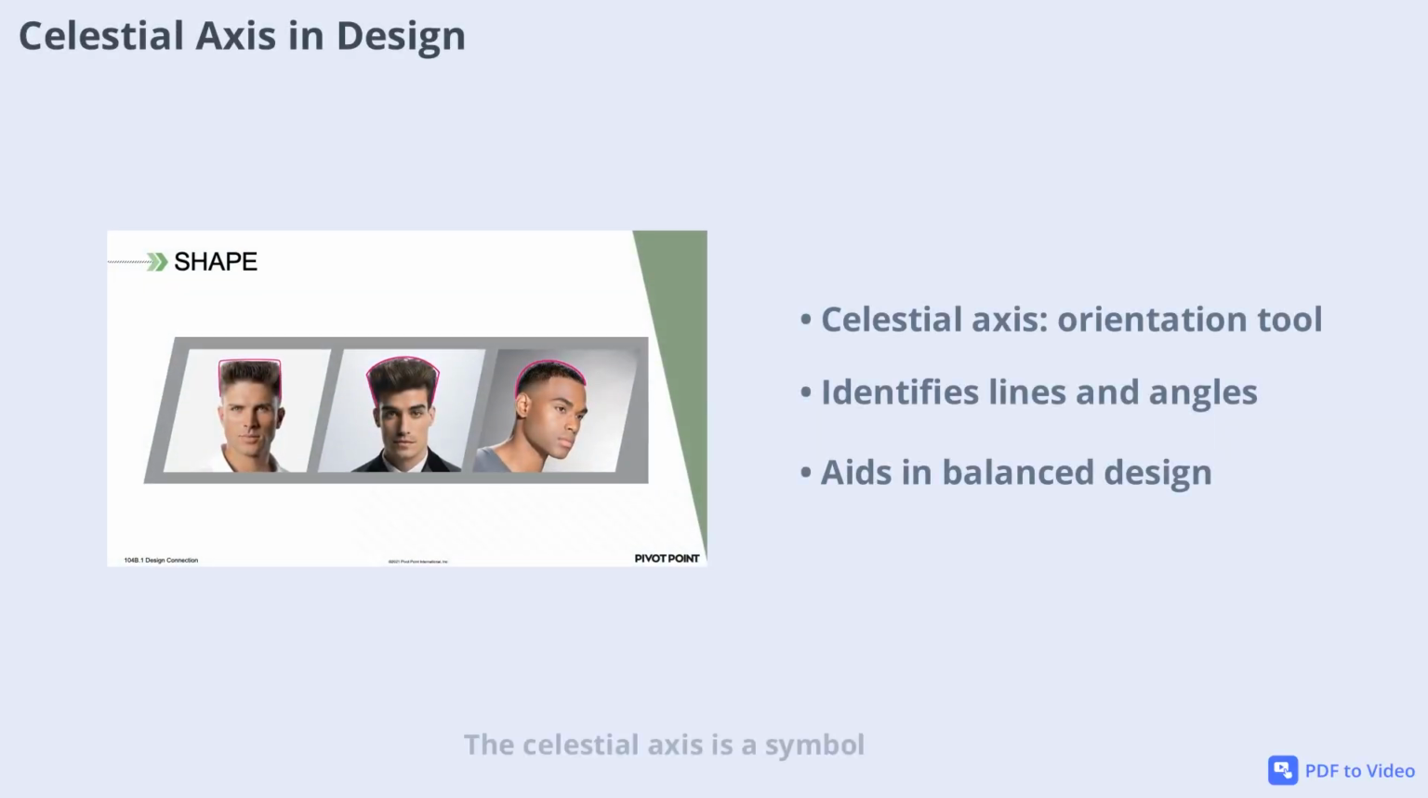The celestial axis is a symbol used to identify straight and curved lines, angles, and directions in design. It helps designers orient their work and understand the relationships between different elements. Mastering the use of axes can improve your ability to create balanced and dynamic compositions.